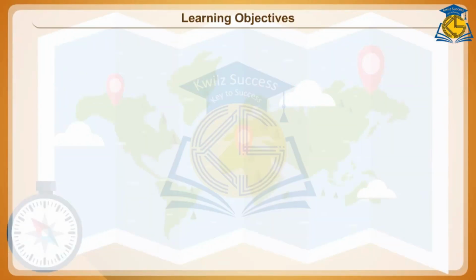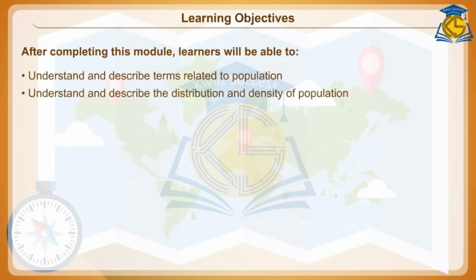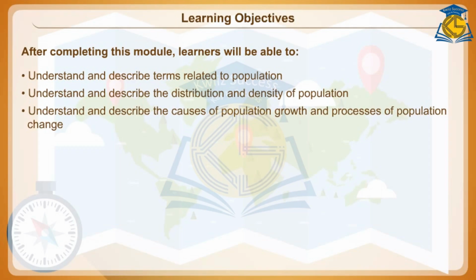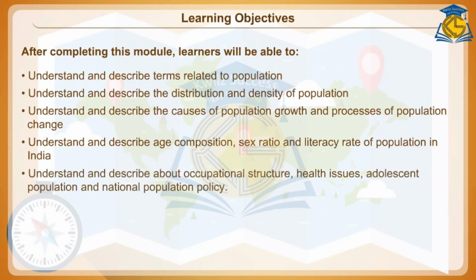Learning Objectives. After completing this module, learners will be able to understand and describe terms related to population, understand and describe the distribution and density of population, understand and describe the causes of population growth and processes of population change, understand and describe age composition, sex ratio and literacy rate of population in India, understand and describe about occupational structure, health issues, adolescent population and national population policy.